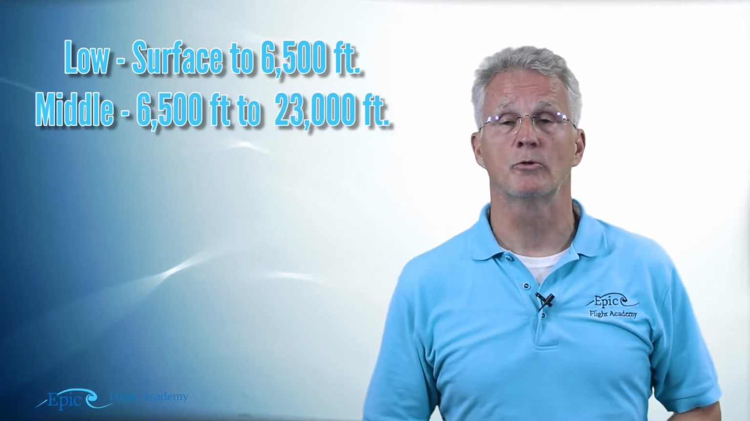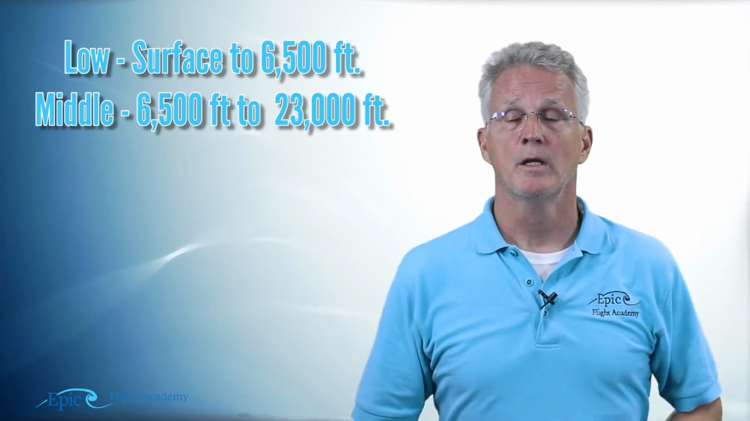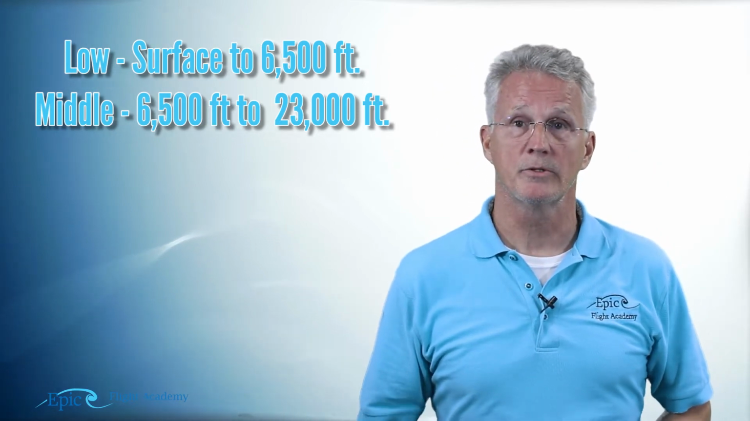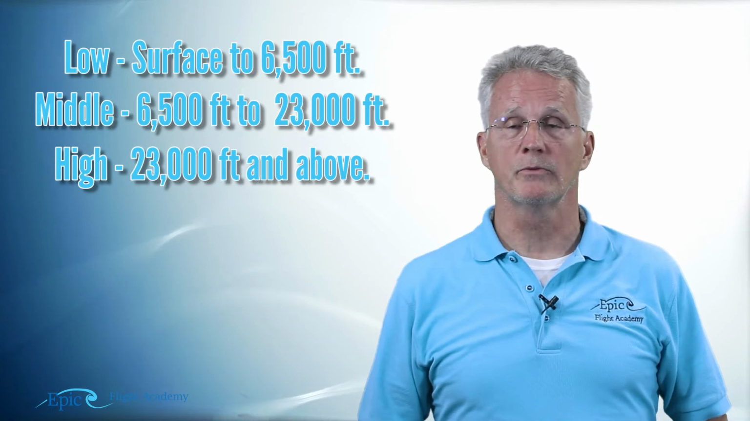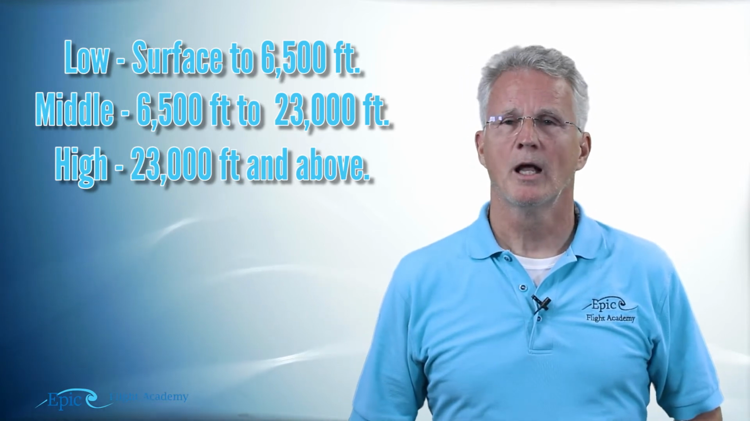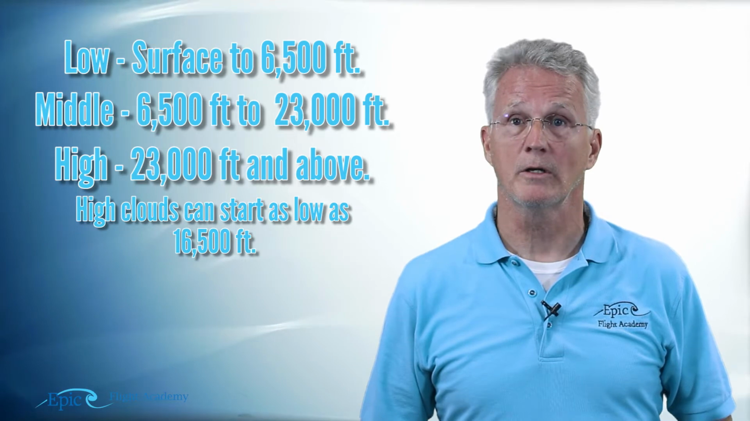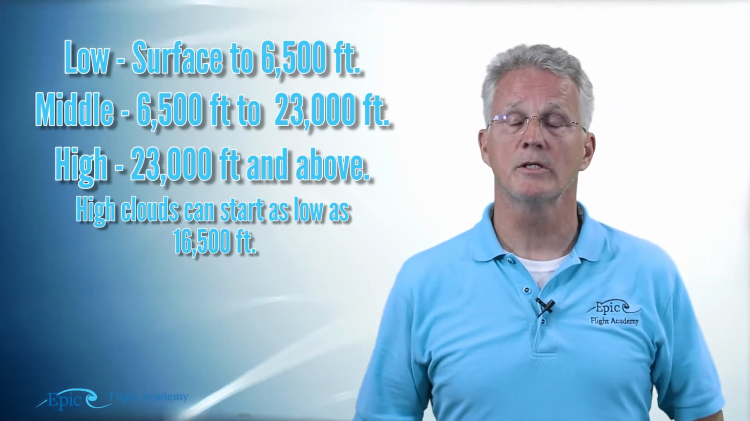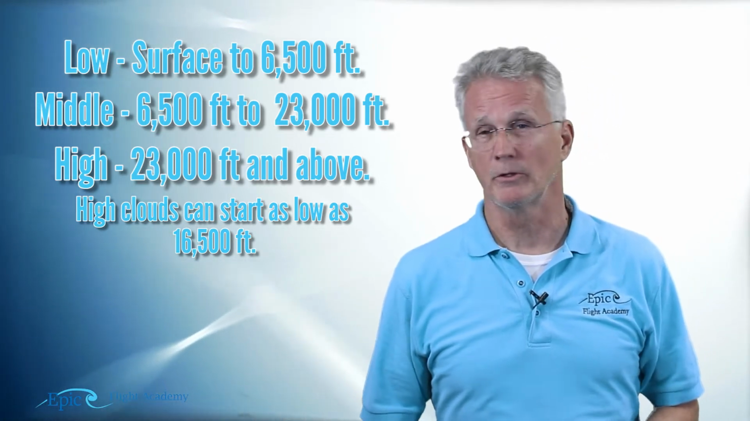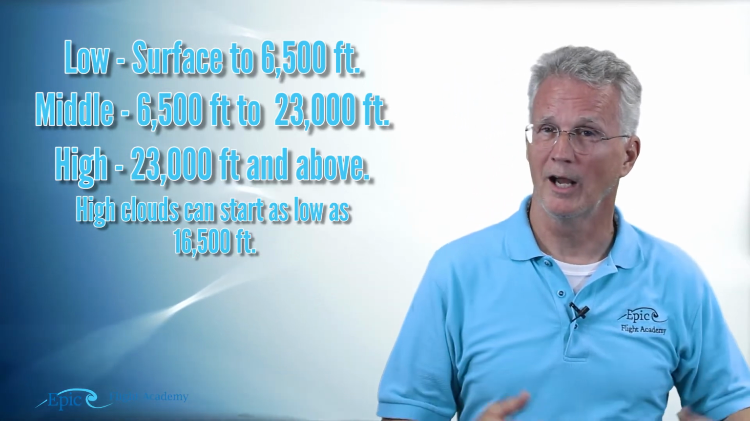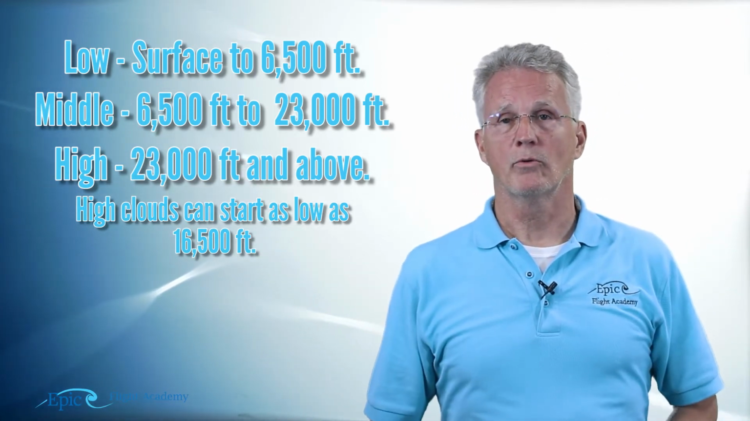In these latitudes, low clouds are defined as from the surface to 6,500 feet. At these latitudes, middle clouds are defined as from 6,500 to 23,000 feet. And we think of high clouds as above 23,000 feet. However, in these latitudes, high clouds can start as low as 16,500 feet. So you see, that's still pretty high. Those are our four categories.